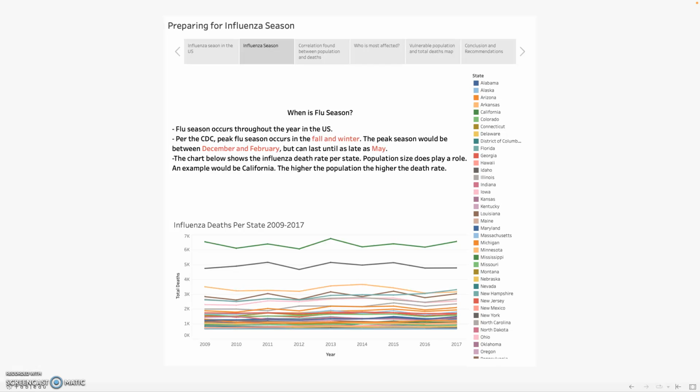While influenza virus is spreading around, most of the time flu activity peaks between December and February, but activity can last as late as May.